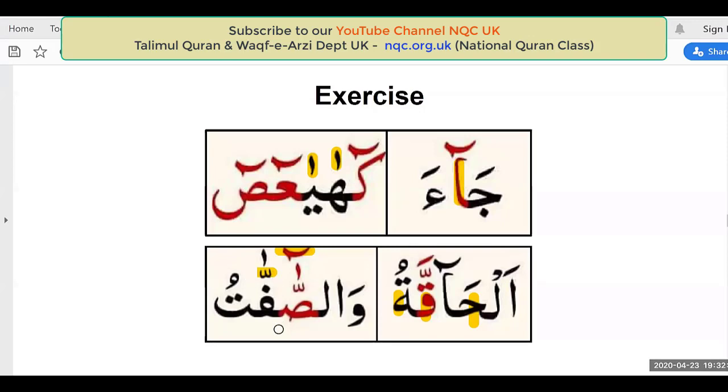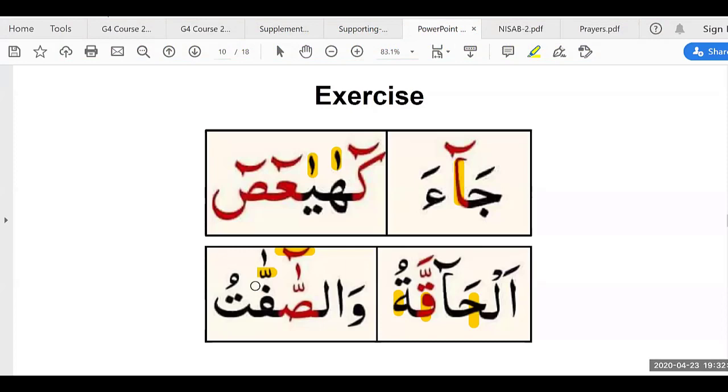So for Madde Lazim, there are 2 cases, right? If the following letter is a mushaddad, or do you remember the other case? If the following letter is a sakin. Okay. All right.